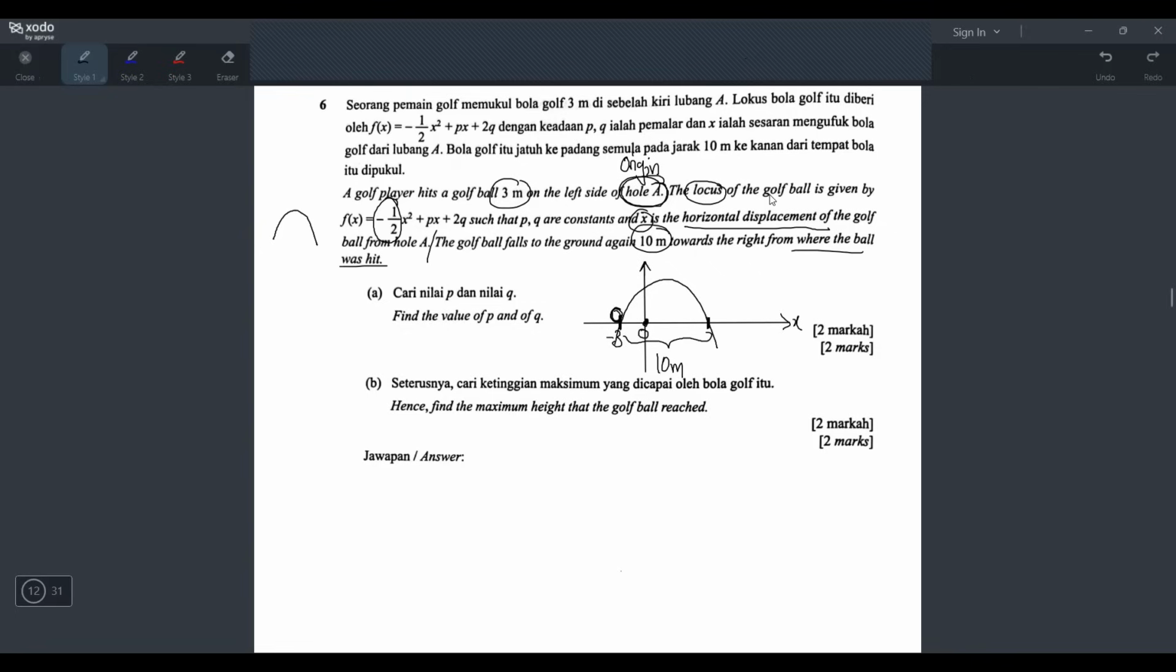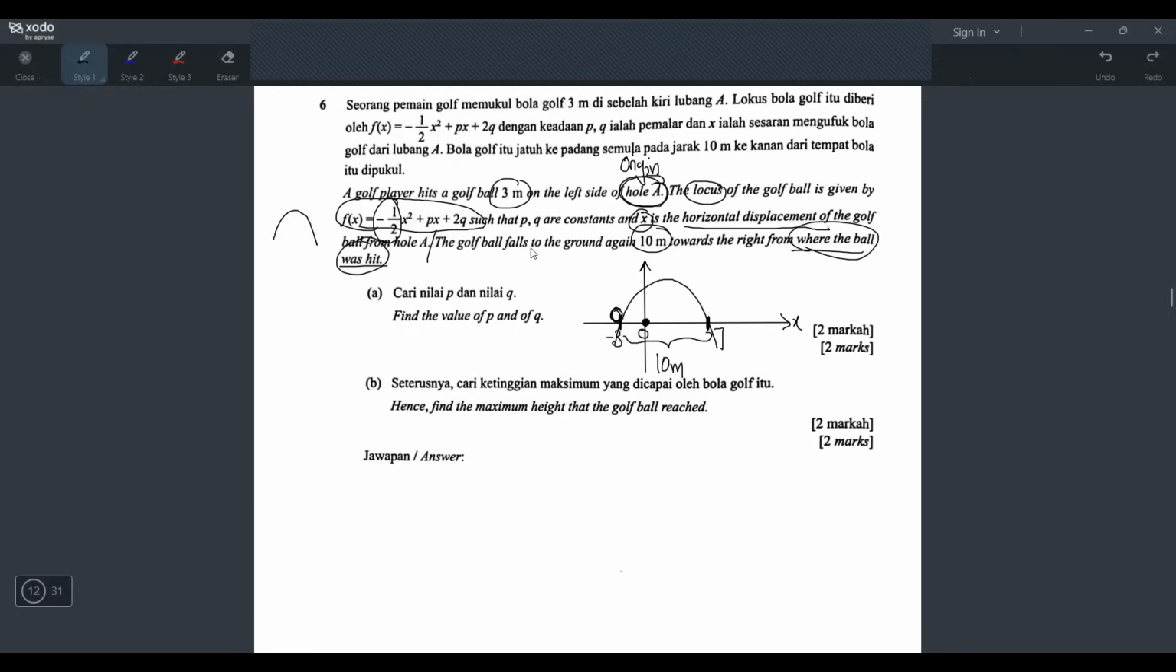And then what happens? The locus of the ball is given by this equation. So this equation is the equation of the curve, such that P and Q are constants. X is the horizontal distance of the ball from hole A. The golf ball falls to the ground 10 meters towards the right from where the ball was hit. So it means this one is 7. Some of you might write 10. Some of you might say, hey sir, it's 10 meters, because it says 10 meters towards the right. No, no, no. Read carefully. It's 10 meters towards the right from where the ball was hit, not from hole A. So that's why this one is 7. And how you get the 7 is -3 plus 10.